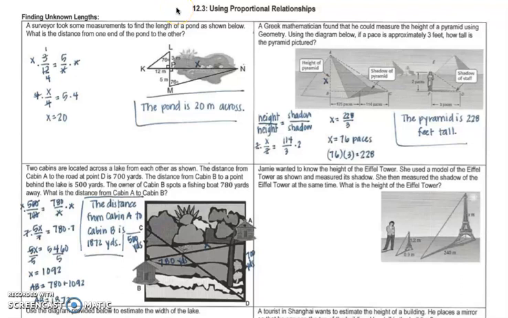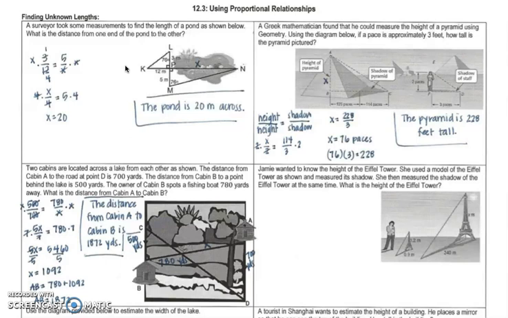Today's lesson is 12.3, Using Proportional Relationships. And today's lesson is literally no different than 12.1, I believe. And that is just applying triangle proportionality theorems, basically. Maybe from Unit 11, I really don't remember. But I know you're doing the same thing over and over and over again.